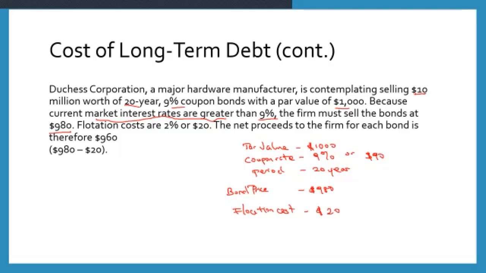The net proceeds to the firm for each bond is therefore 960. So if they sell one bond for 980, we minus the cost. As we said, the flotation cost, maybe it's underwriting, administrative, legal. Now the net for the bond is 960. Well, this is how much you will get for each bond, right? 960. And they're selling 10 million. So in total, the firm will raise 960 by 10 million.